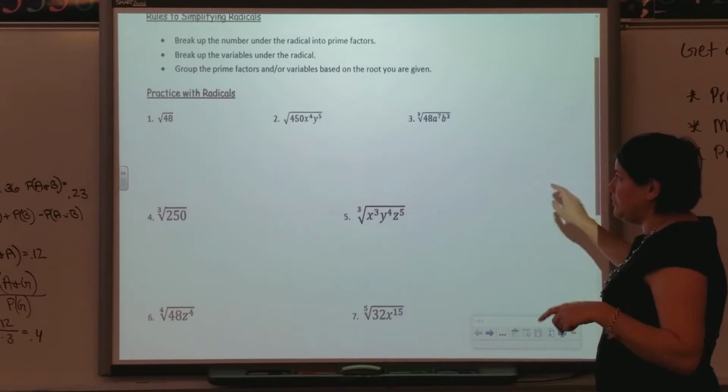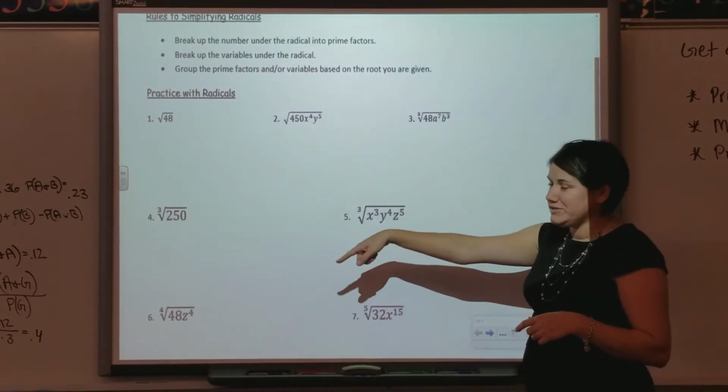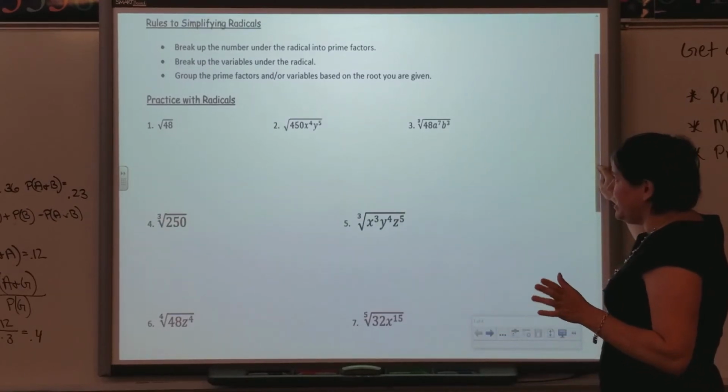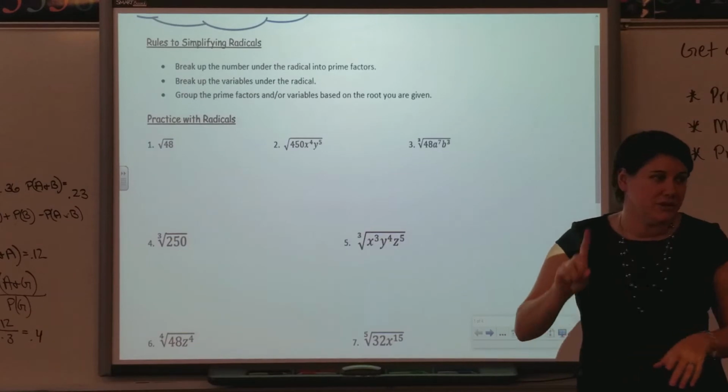So if you look at this paper, instead of just square roots, we now have cube roots, and we have fifth roots and fourth roots. So it does end up being a little different. So pretty much the rules of simplifying radicals, hold on a second.